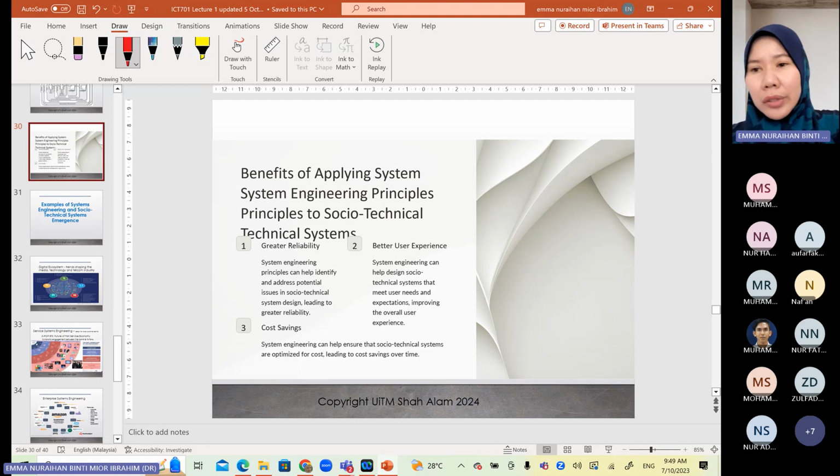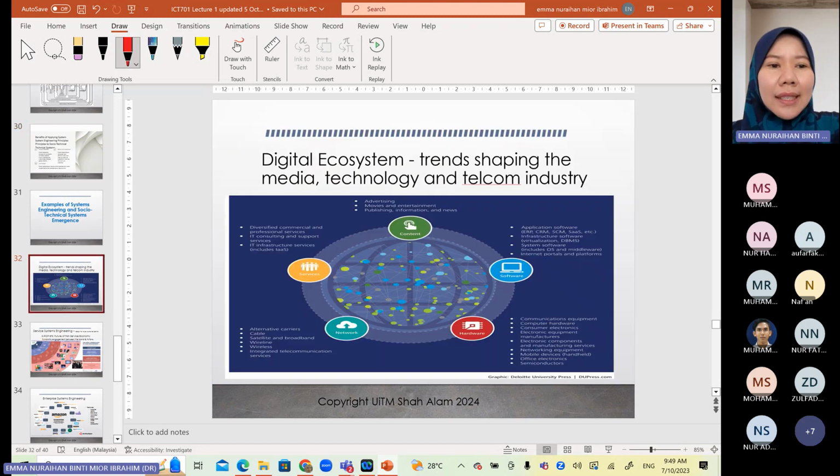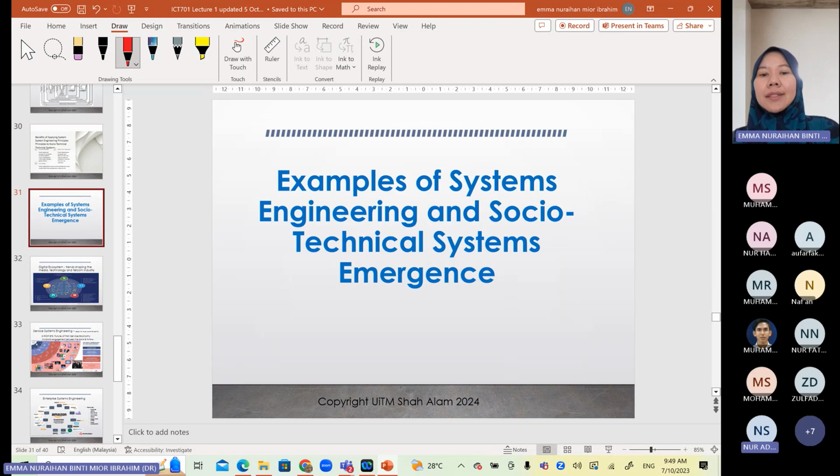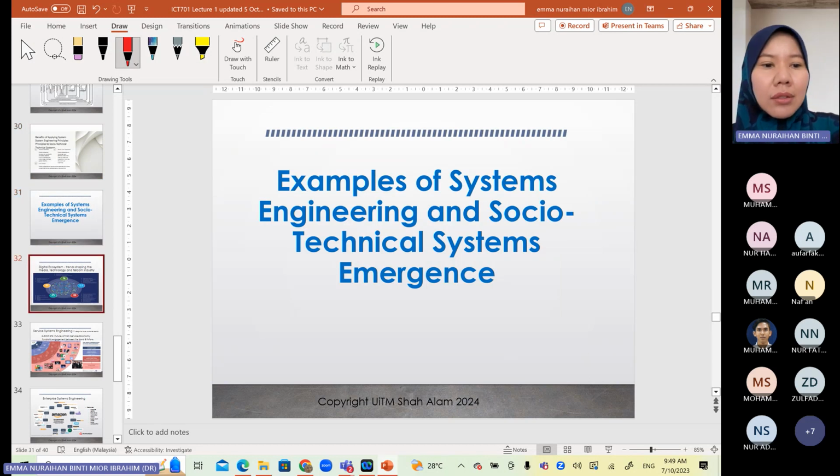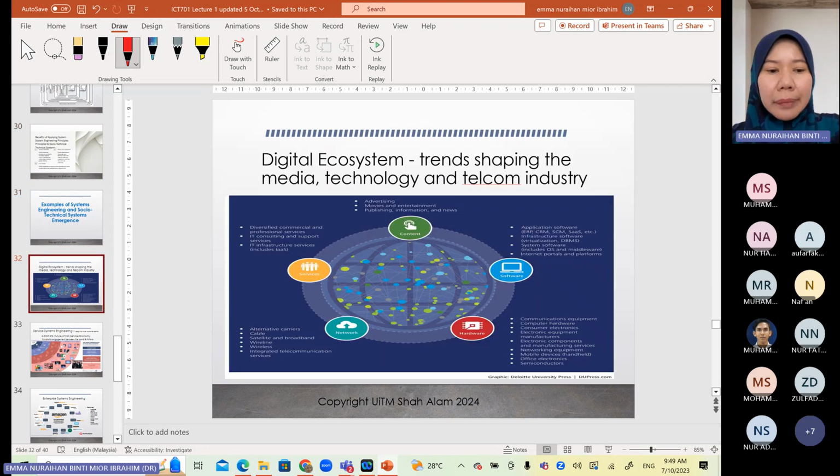law restricted. Nak macam mana? So what we can do is just to give awareness, that is a human intervention approach rather than a technological approach. Okay. Alright, so example: systems engineering and socio-technical system emergence. Oh, kita go through this, okay, a little bit more. Okay, so dah cerita banyak pasal sistem apa semua ya, kita nak tengok secara kompleksnya.